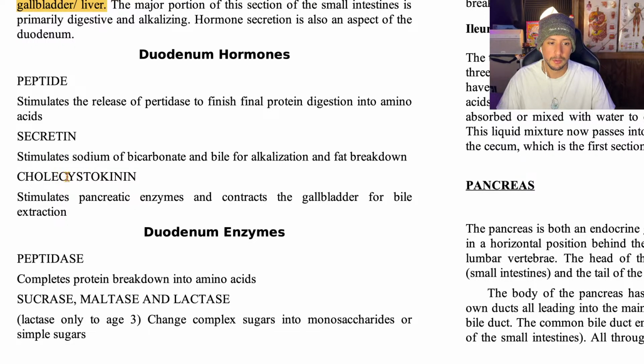We got, actually, I don't know how to say this, cholecystokinin. Cholecystokinin stimulates pancreatic enzymes and contracts the gallbladder for bile extraction. So it hits up the pancreas, like, yo, need some enzymes, and then hits up the gallbladder, like, yo, need some bile.